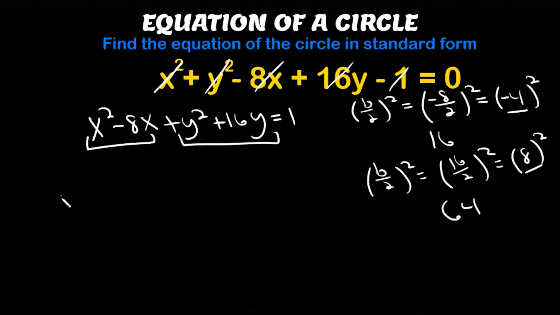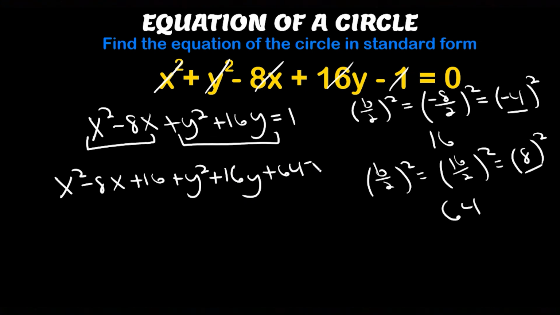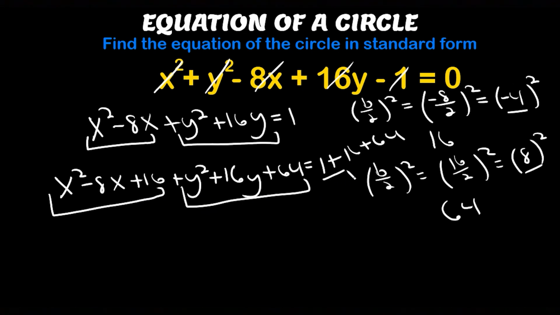I get x squared minus 8x. The value we got here was positive 16. And then we have plus y squared plus 16y. And then plus 64 equal to, we have to add it all here now. So I get 1 plus 16 plus 64. Trying to fit it in. Hopefully you can read that. And now we're going to factor and simplify it down. Okay, so we're factoring this part here, factoring this part here, and then simplifying down this part here.